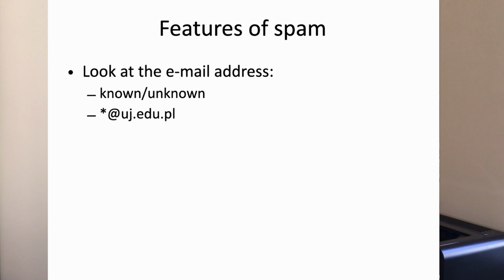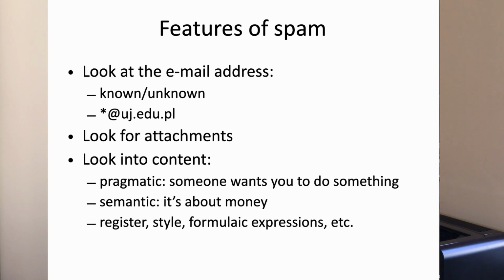And the spam filters get this information in a few ways. So of course they can just look at the emails there. They can look for attachments, but also, the way you did it, you probably looked for some pragmatic information. So if somebody actually wanted you to do something, for example, give them your money, or perhaps some semantic information, or you could make that decision about that email, judging by the register, by the style of the text. But what we do is quite different, really. We just throw all of that information away, and the only thing we do is just count words.